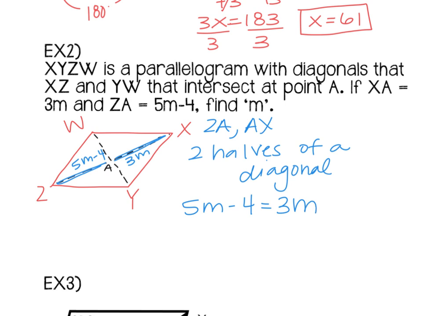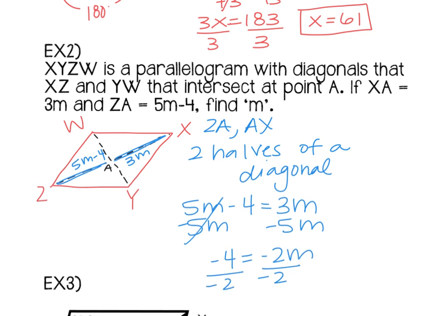I'm going to solve this for M. So subtract 5M from both sides. These will cancel. I get negative 4 equals negative 2M. Then divide off negative 2 on both sides. These will cancel. Negative 4 divided by negative 2 is 2. So M equals 2.